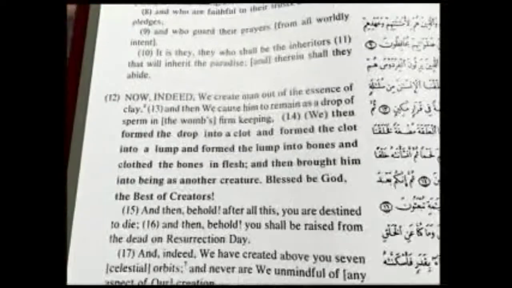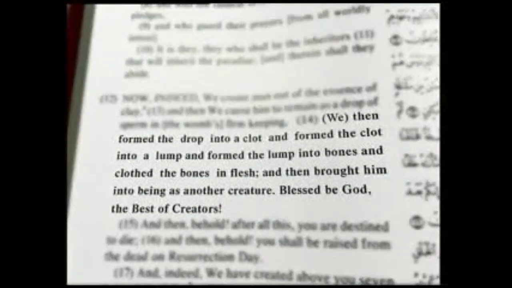In short, man's developmental stages, as they are described in the Quran, are in perfect harmony with the findings of modern embryology.